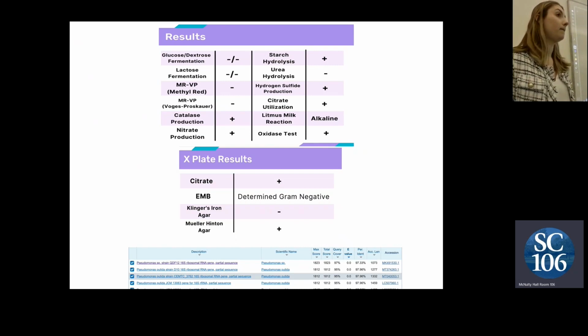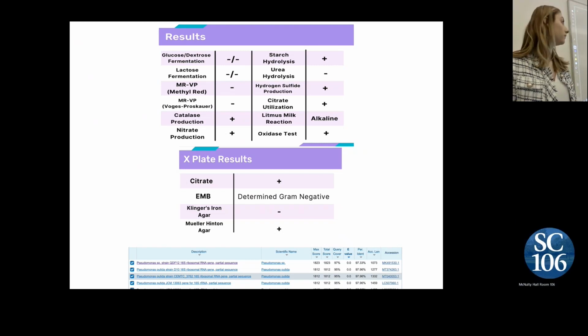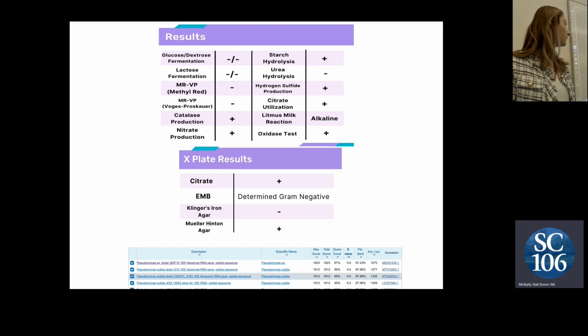So basically, this is just a list of the tests we performed and their results. So in the top graph, you have the tests that were performed in our test tubes. And out of those tests, 6 of them were positive. And then the second graph is for our X plate. So with the X plate, we had citrate, EMB, Clingers iron agar, and the Mueller agar. So let's get into that in a second.